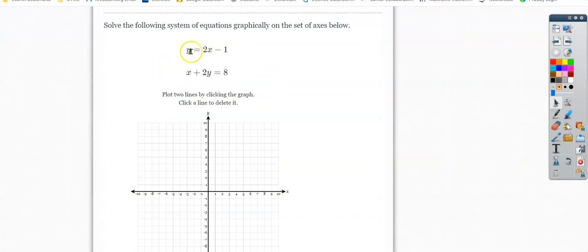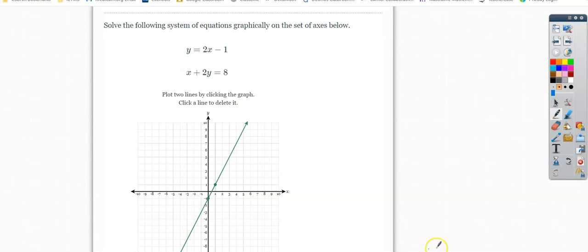So the first one is in slope-intercept form. So I'm going to start at -1. I'm going to rise 2, run 1. Now my second one is in standard form. So I'm going to use the intercept method. So my x-intercept is 8. And my y-intercept will be 4.